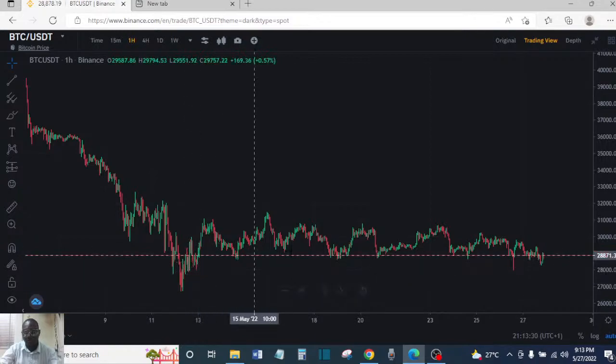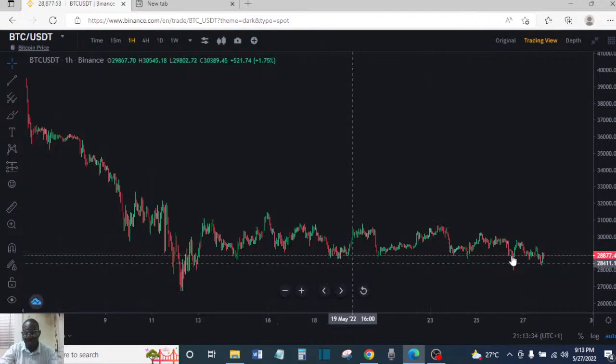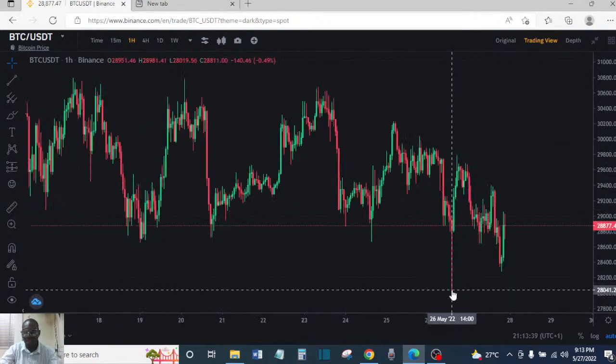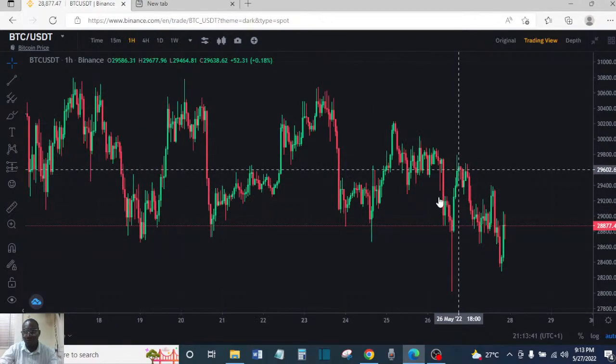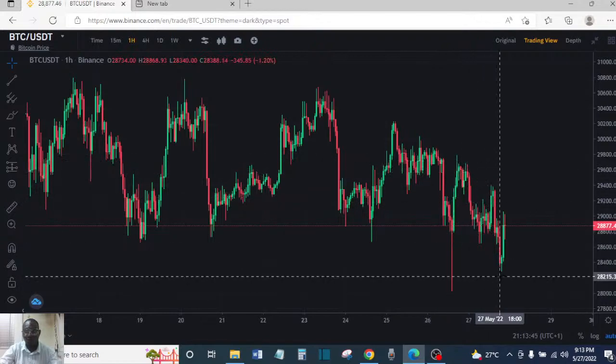Some major stops here have been cleared, and immediately they cleared them, look at what happened. There was a complete buy-up. Look from this point to this point before coming down.